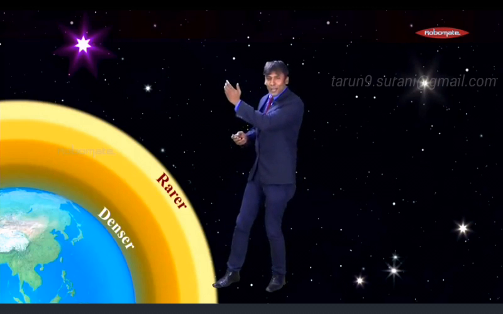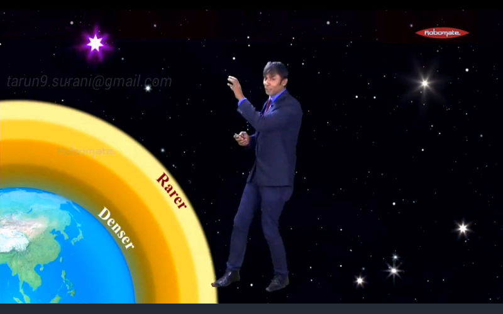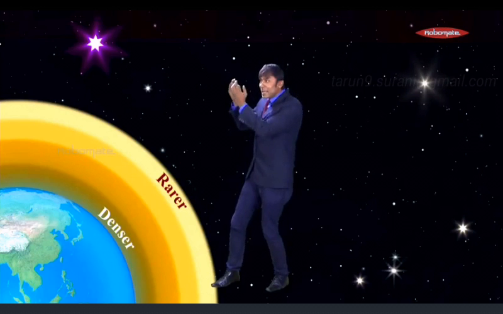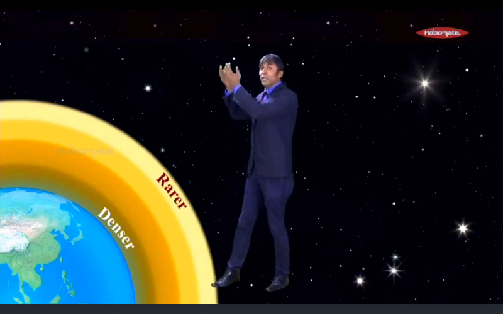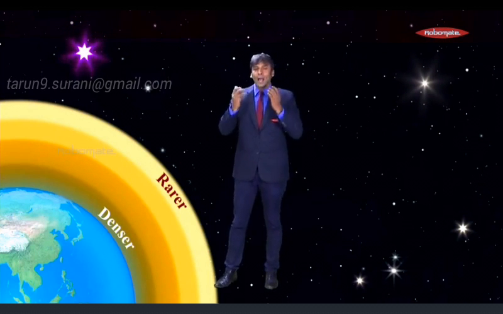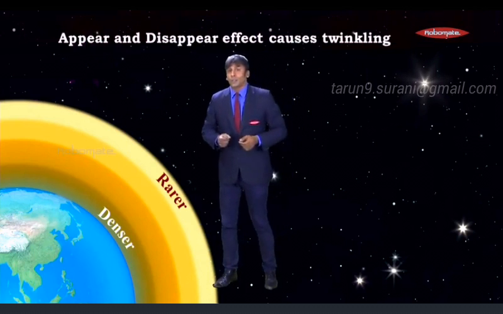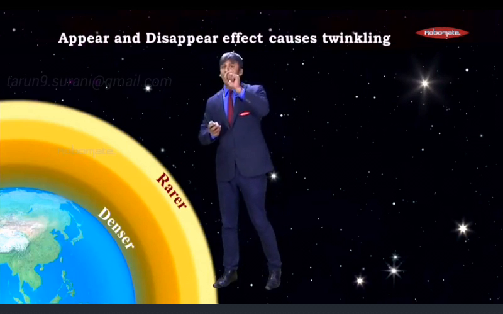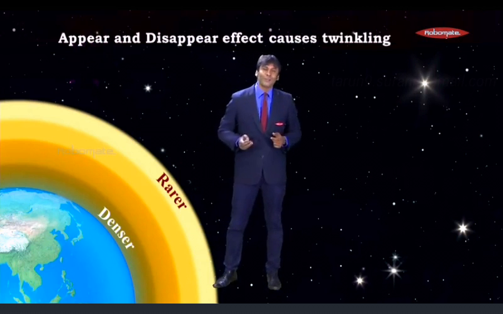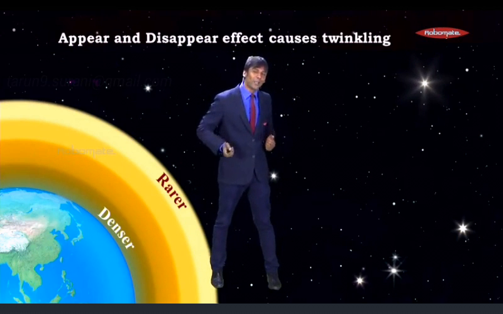Now, as the climatic condition is changing, the intensity of light from the star coming into my eyes is also changing. So you can see the star becomes dim, then it becomes bright. Now, as less light comes from the star, the star becomes dim, again more light comes and the star becomes bright, and this effect of dim and bright to our eyes appears as twinkling of stars. So students, twinkling is nothing but an appear and disappear effect. And this was the understanding of how stars twinkle.